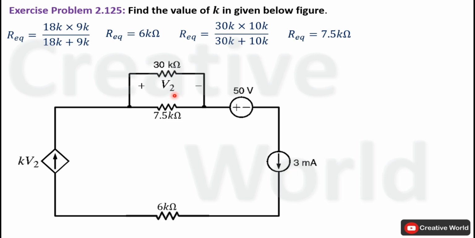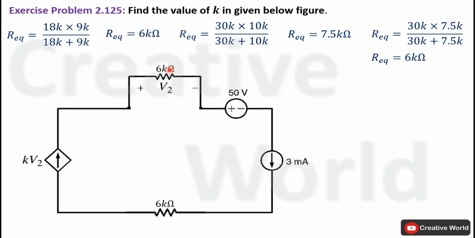So first of all we will find their equivalent resistance by taking the product of both resistances divided by their sum. So R equivalent of these two resistances will be equal to 6 kilo ohm. We can modify the network by replacing these two resistances with a single resistance of 6 kilo ohm. Now whatever voltage appears across this 6 kilo ohm resistance, this same voltage will be appearing across those three parallel connected resistances, and we can say that voltage across this 6 kilo ohm resistance will be equal to V2. We are interested to calculate the value of voltage V2 because in order to calculate the value of K, the value of voltage V2 should be known.